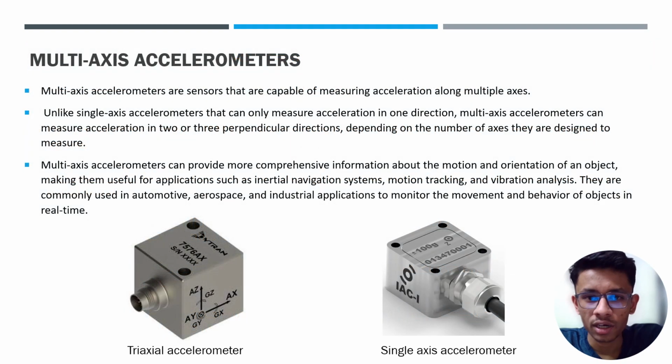Multi-axis accelerometers are sensors that are capable of measuring acceleration along multiple directions, which distinguishes them from single-axis accelerometers that can only measure acceleration in one direction. By measuring acceleration in two or three perpendicular directions, multi-axis accelerometers can provide more comprehensive information about the motion and orientation of an object, which makes them ideal for various applications, such as inertial navigation systems, motion tracking, and vibration analysis. They are extensively used in automotive, aerospace, and industrial applications to monitor the movement and behavior of objects in real time.